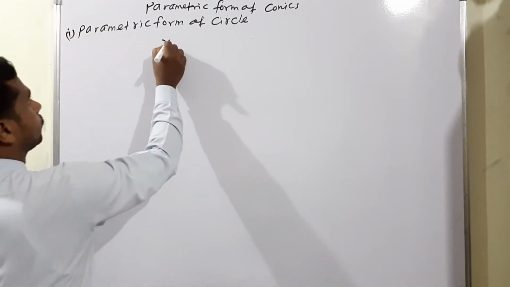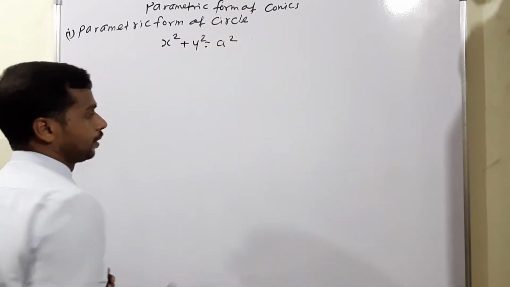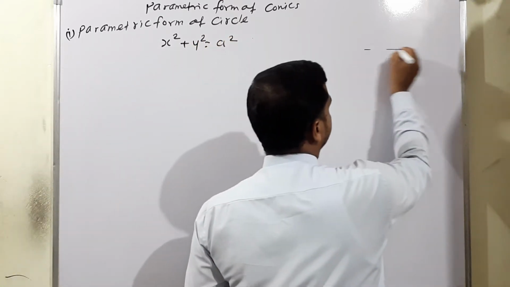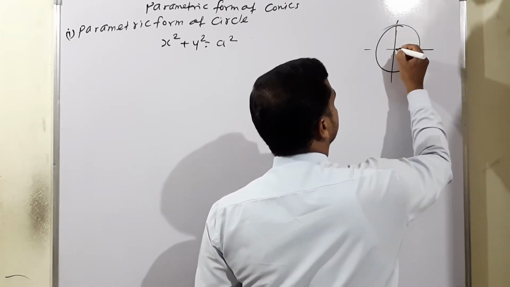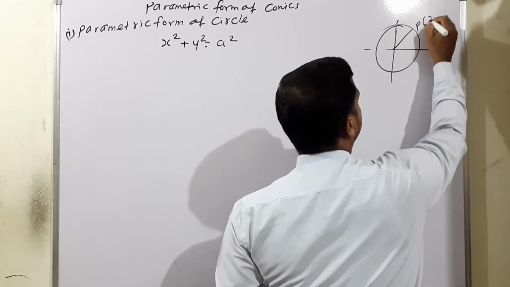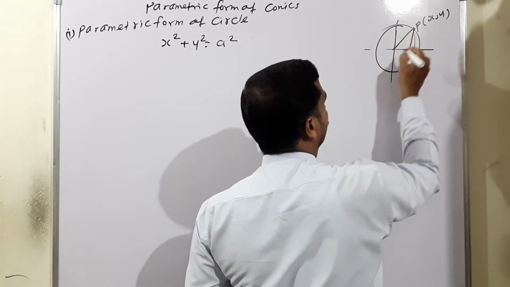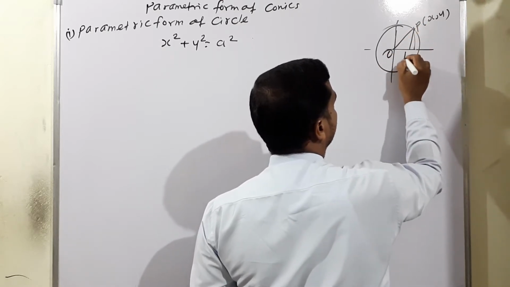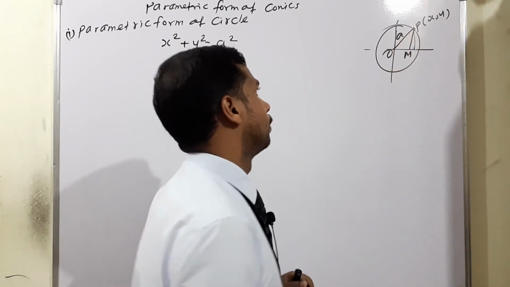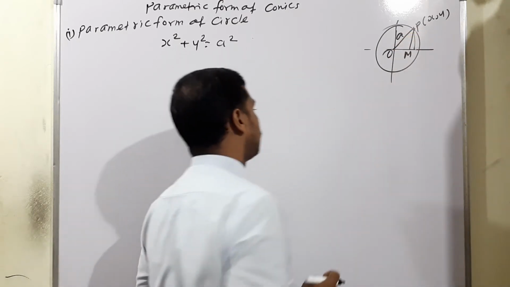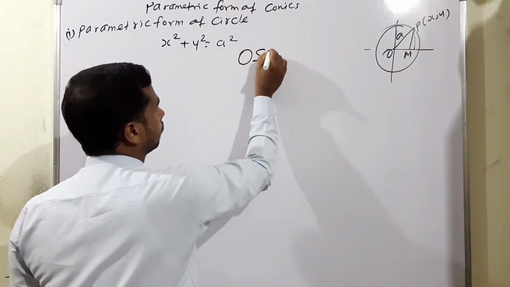Parametric form of circle means the basic equation of circle, x square plus y square is equal to a square, isn't it? If you draw it, this is considered for the point x comma y, this is called OM. This is actually constant, we have considered for radius, that is called A.